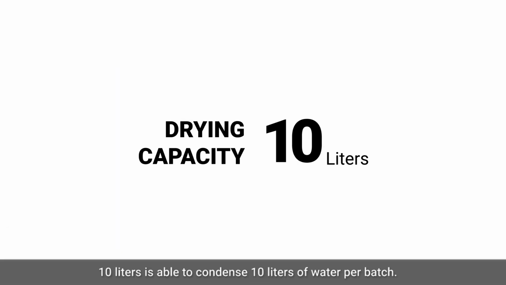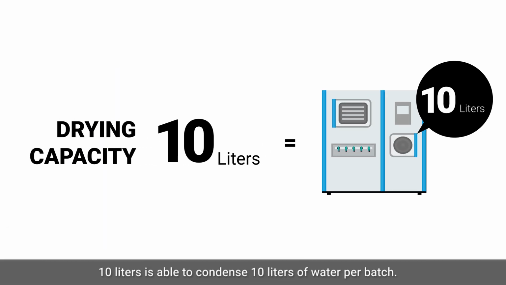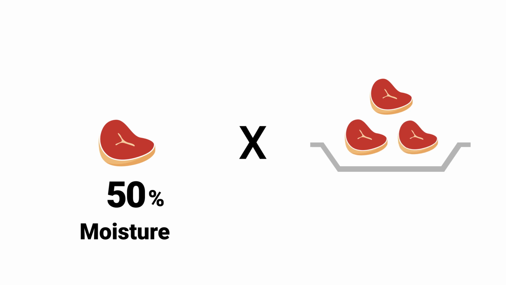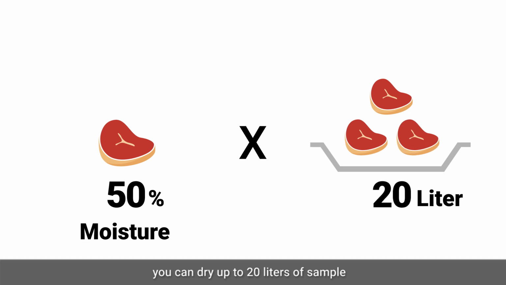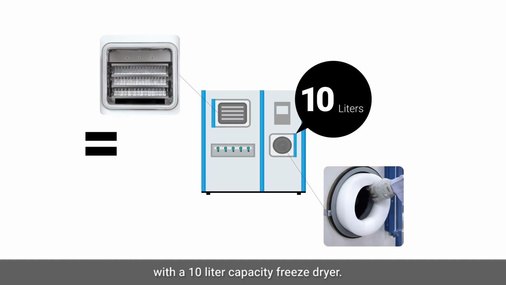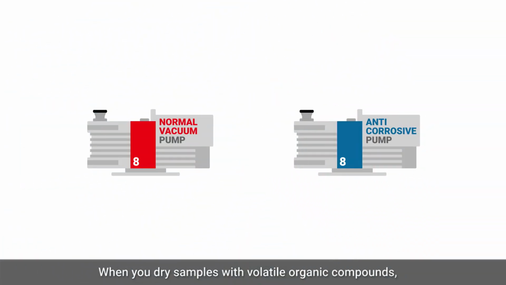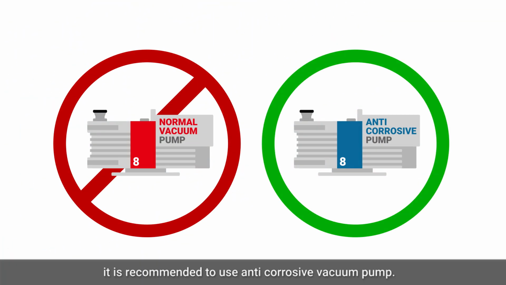A freeze dryer with a drying capacity of 10 liters is able to condense 10 liters of water per batch. Therefore, if your sample contains 50% moisture content, you can dry up to 20 liters of sample with a 10-liter capacity freeze dryer. When you dry samples with volatile organic compounds, it is recommended to use an anti-corrosive vacuum pump.